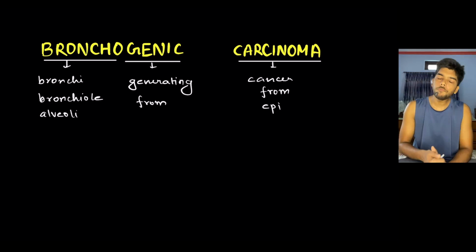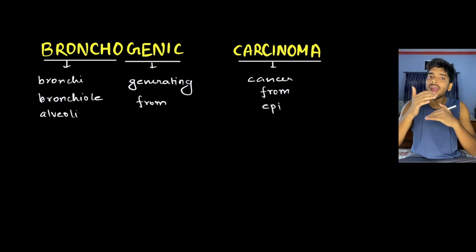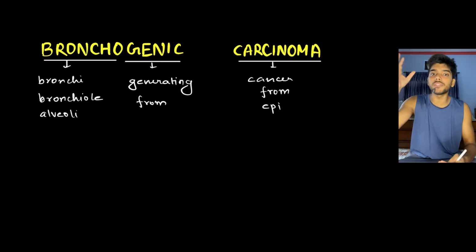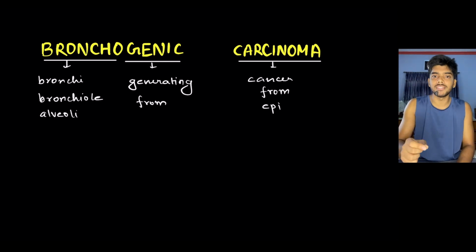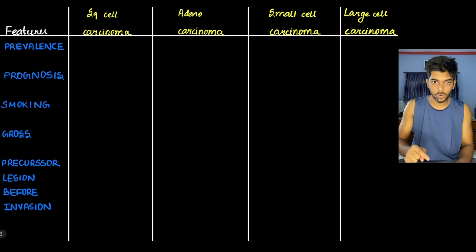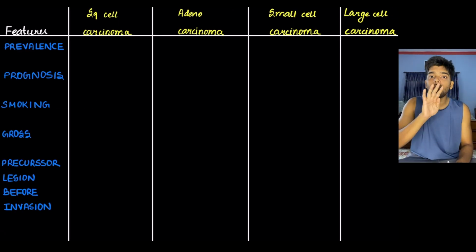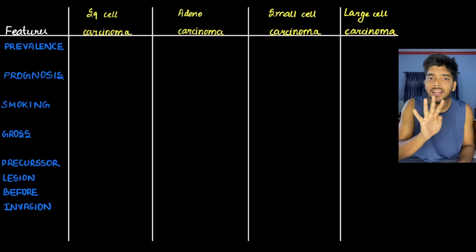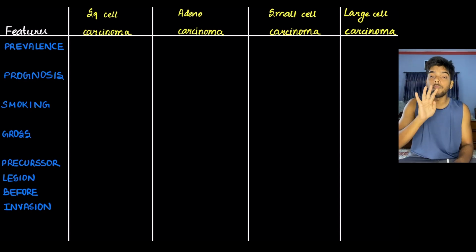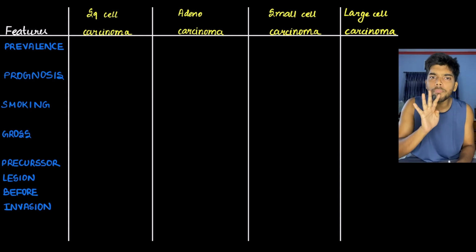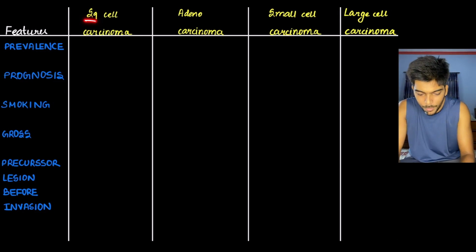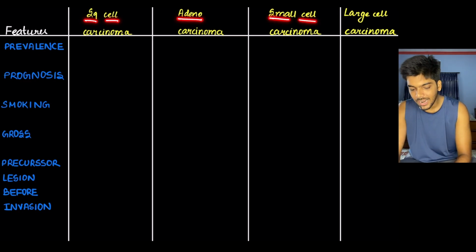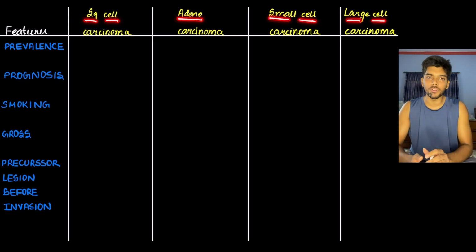Okay. Now, if you flip through the pages of Robbins, you'll find a table classifying various bronchogenic carcinoma, which you can mock up for theory exam purpose. But right now, we are going to learn about the 4 most clinically significant or the 4 most commonly prevalent bronchogenic carcinoma. They are squamous cell carcinoma, adenocarcinoma, small cell carcinoma, and large cell carcinoma.